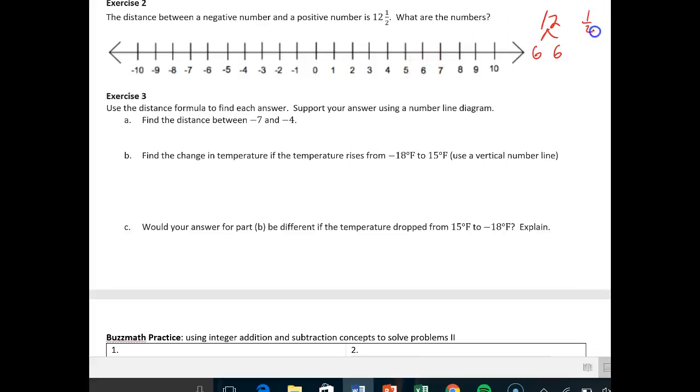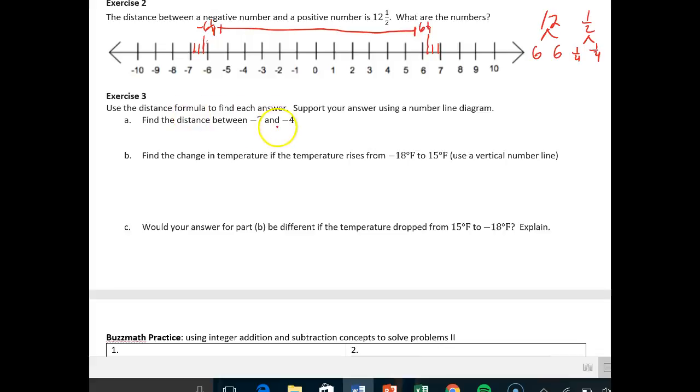Now take a half. Let's split a half in half, right? How do I do that? Well, if you had 50 cents, what's half of 50 cents? A quarter, right? 25 cents. 1/4 and 1/4. So 6 and 1/4, here's 6. If I divide this up into fourths, 1/4, 2/4, 3/4, negative 6 and 1/4 would be right here. Positive 6 and 1/4 would be right here. The distance between these two numbers is 12.5.